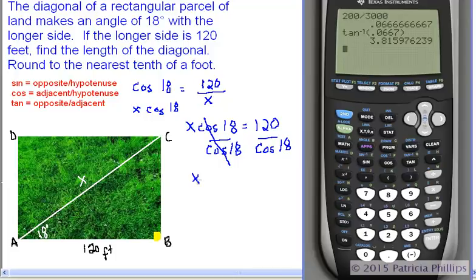So turn on your calculator and let's go ahead and put that in. You should already be in degree mode. 120 divided by the cosine of 18 equals 126. So x, or the length of the diagonal of this rectangle, is equal to 126 feet. And there you have it.